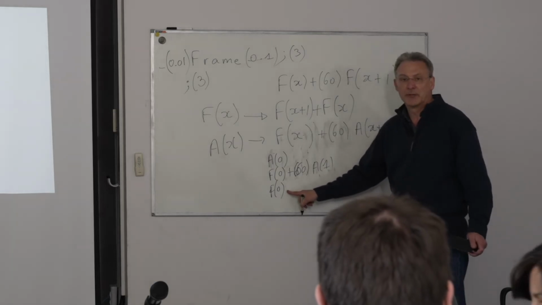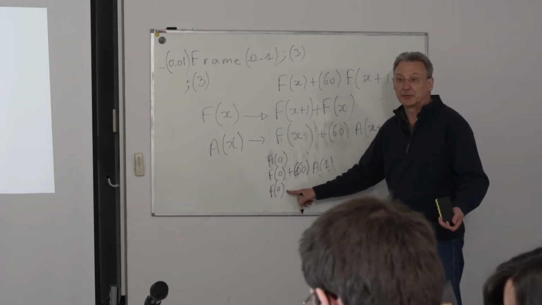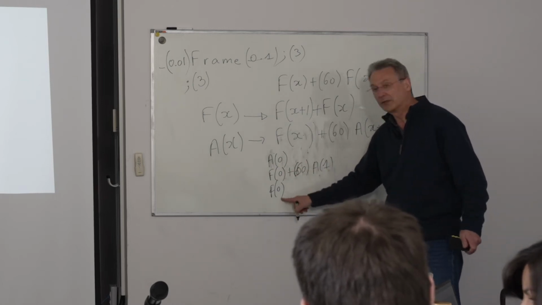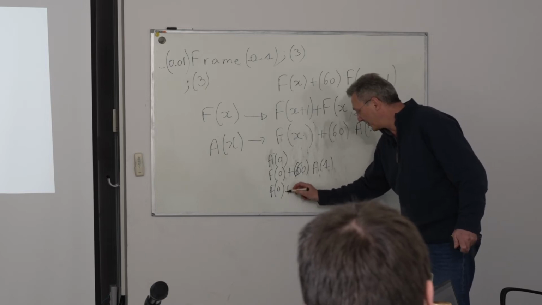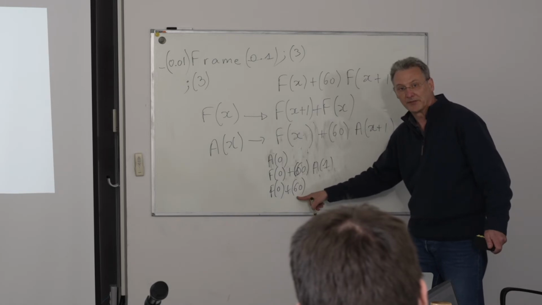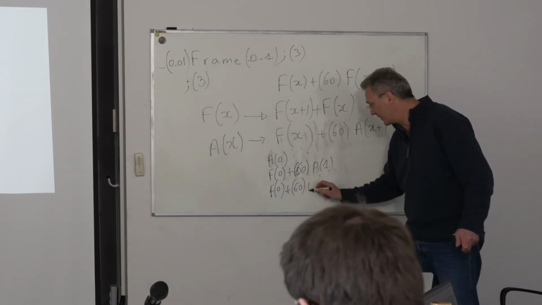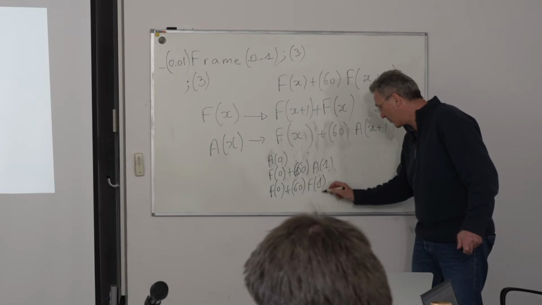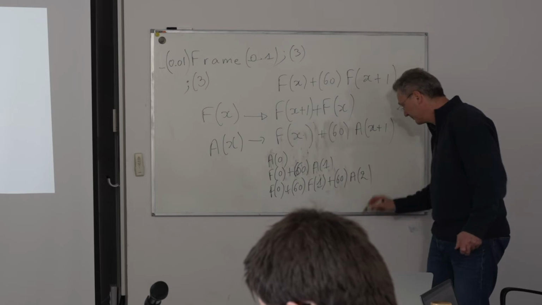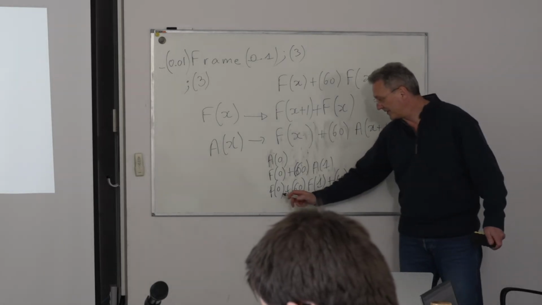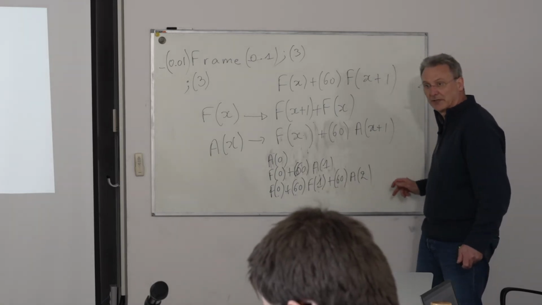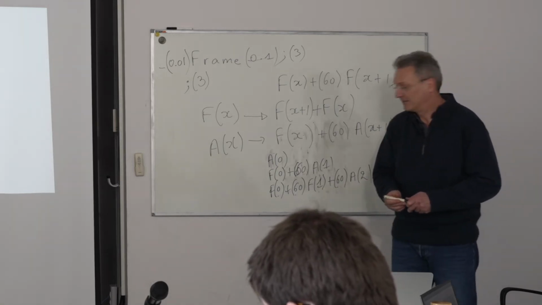This is a rule by default. If nothing is said about the module, it will be rewritten in the same way. So f of 0 will keep f of 0. Plus 60 is not derived in the rule, so it will keep plus 60. And a of 1 will become f of 1 plus 60 a of 2. Which means that I have f of 0 plus 60, f of 1 plus 60, f of 2, and so on. Would you have another 60 before a of 2?